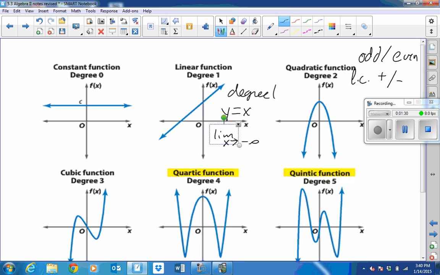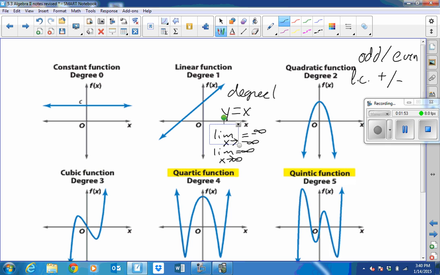negative infinity. Well, what's happening here is x is going to negative infinity. Well, y is getting less and less, and so we say y is going to negative infinity. And our limit for this linear function as x is going to positive infinity is that y is also going to positive infinity because it's getting bigger and bigger.